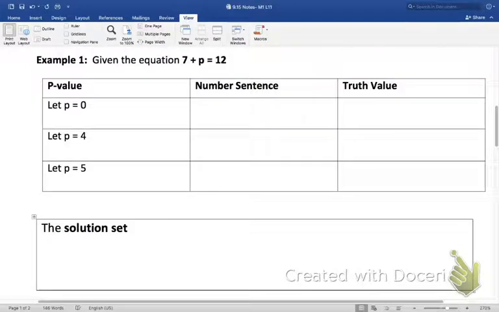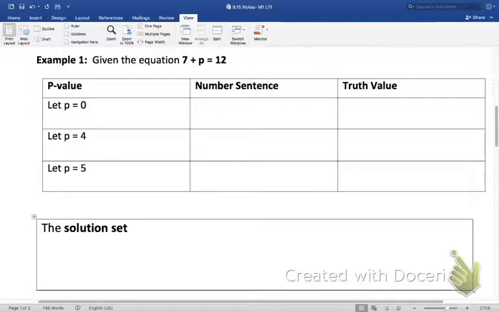So now we're going to look at an example where we start thinking about what values will make this equation true and what does it mean to be a solution set to an equation. So if we look at the equation 7 plus p is equal to 12, now you might know off the top of your head what value of p would make this equation true, but certainly we could test out other values.